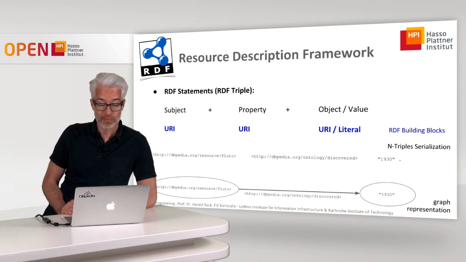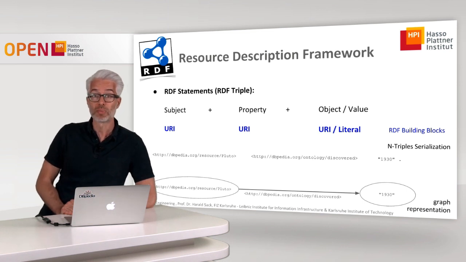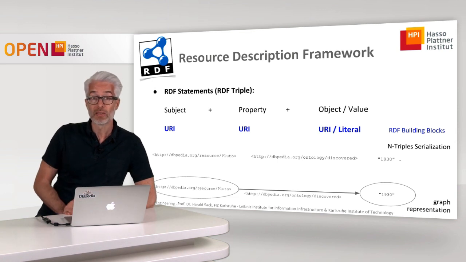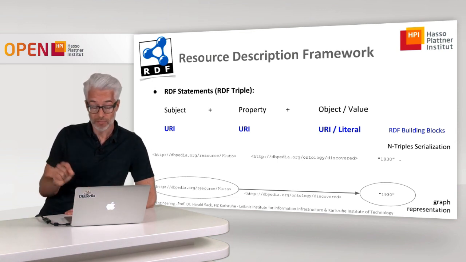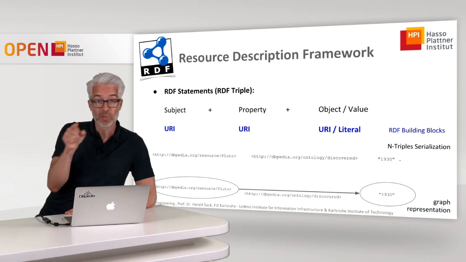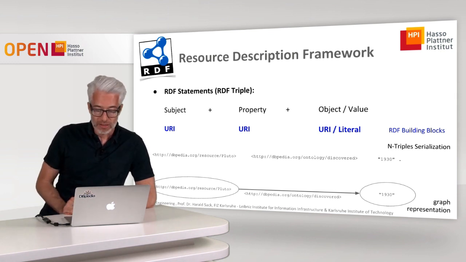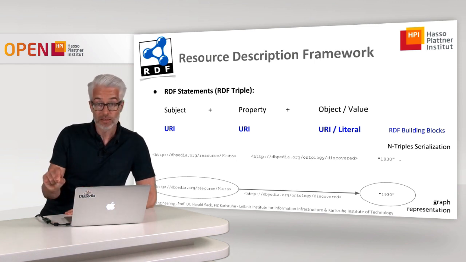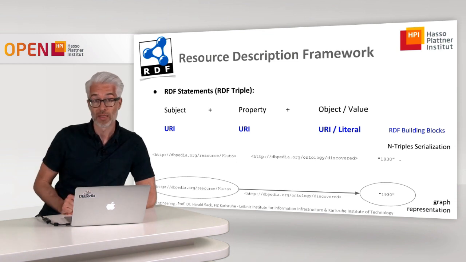And we have two different kinds of representation schemata. One is text-based serialization, and the most basic one is the so-called N-Triples serialization. You see it here. There, URIs are simply represented by the URI string, which is enclosed in angle brackets. And you see here a literal as an object value, here 1930. This is a string, and strings usually in N-Triples serialization are written in double quotes. And the triple itself is closed by a period at the end.